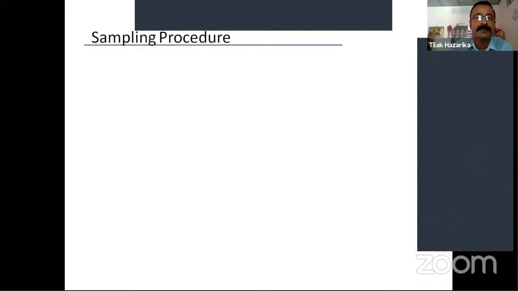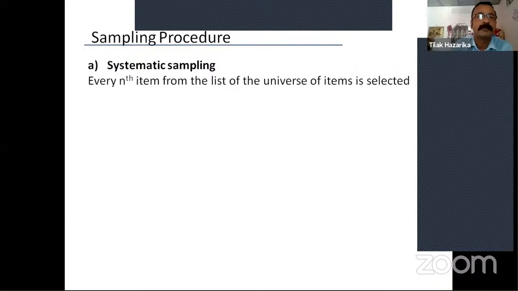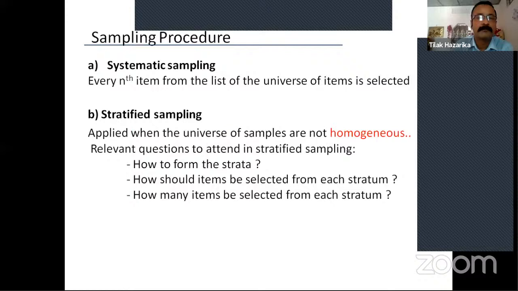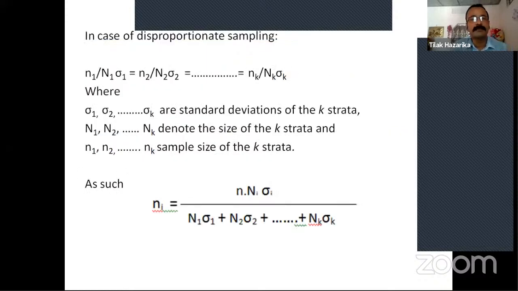So there is a mathematical expression, this is a mathematical expression. I shall be sharing the slide, and I'm sure you will be able to go through it, and you will have a good understanding of these things.